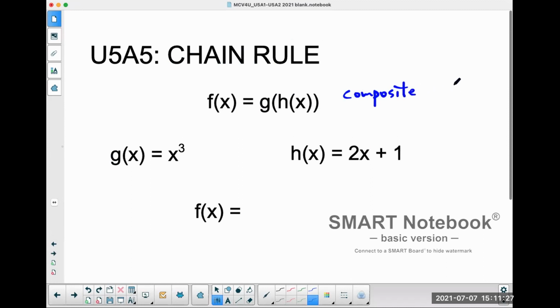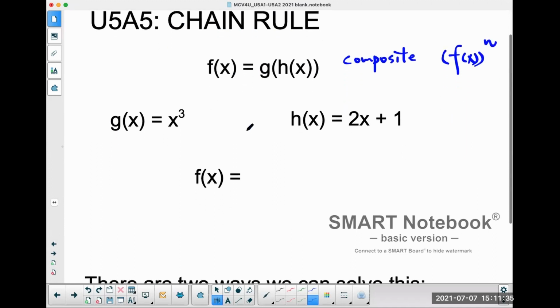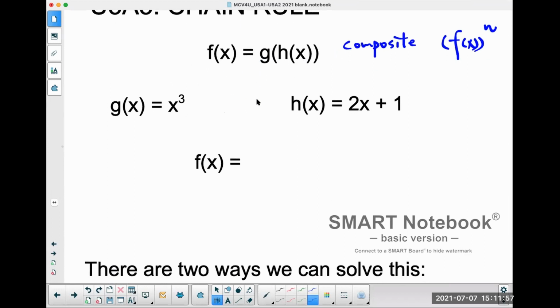You have a function raised to a power of n. So for example, if I have this composite function, you can think of it as a composite function. You have x cubed and you have 2x plus 1, and you're putting h and x into g at x. Some people say, I don't like this notation. It's just the notation that's used in the textbook, so I need to really show you what this looks like. But always think of it as a function raised to a power.